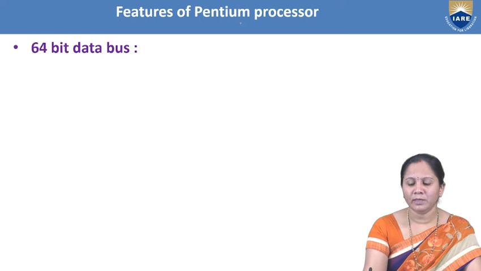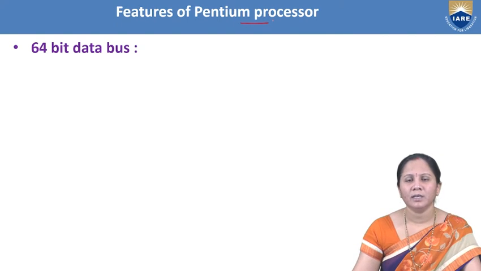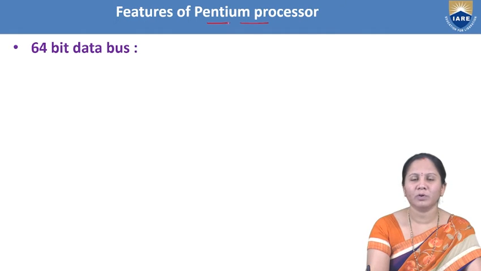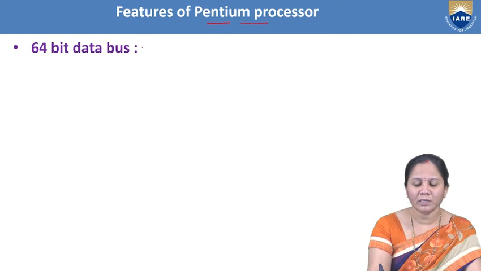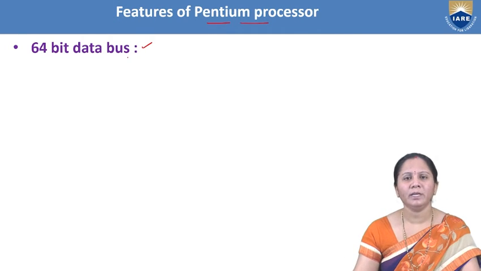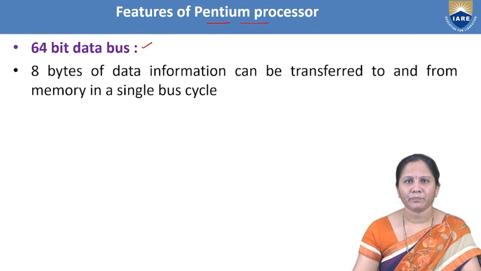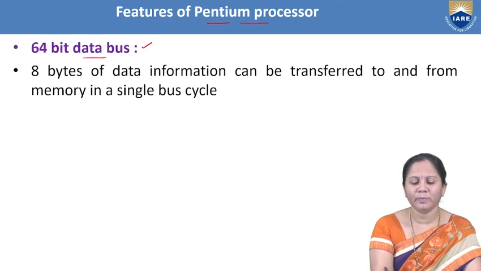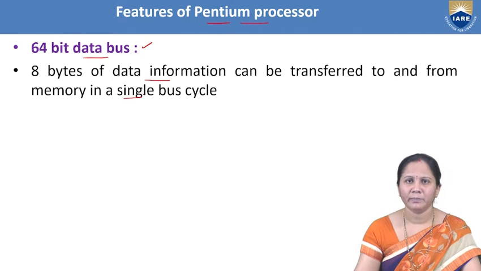Now, here we have seen just the features of the 80486 microprocessor: what the data bus size is, the address bus size, the physical memory size, and so on. Now coming to the Pentium processor, all those features will be advanced. This Pentium processor has a 64-bit data bus. With this 64-bit data bus, 8 bytes of data can be transferred to and from the memory in a single bus cycle.